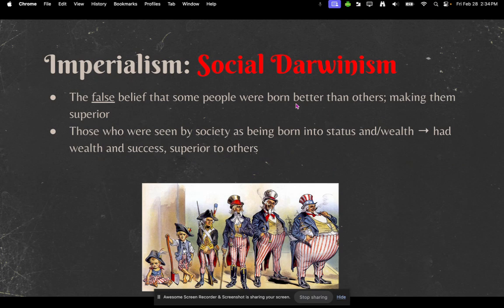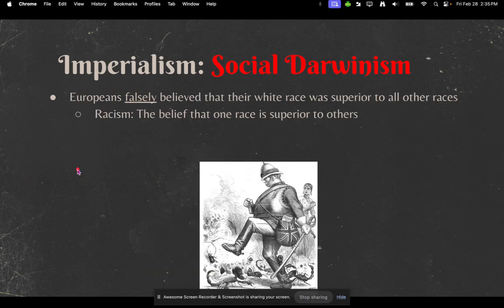There's also social Darwinism. So we talked about this last unit. And that again is the false belief that some people were born better than others, making them superior. Those who were seen by society as being born into status and wealth meant that they had more wealth and success, and they were clearly superior to others. Although this is a very false belief, like we talked about last unit. Also, Europeans falsely believed that their white race was superior to all other races. This led to racism, which is the belief that one race is superior to others.